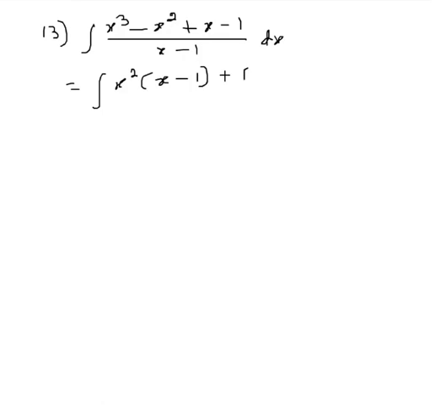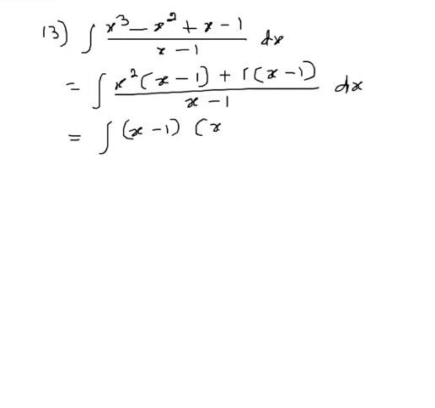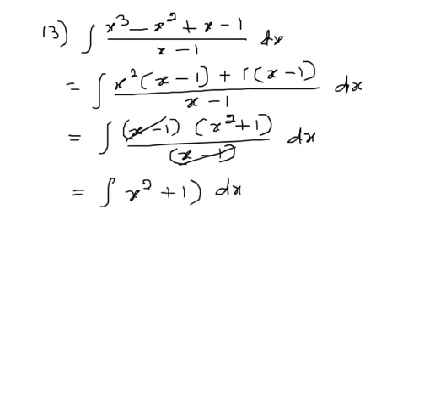X square is common in the first two terms, 1 is common in the last two terms. Now x minus 1 is a common factor. The numerator becomes x minus 1 times x square plus 1 divided by x minus 1, which could be cancelled. It becomes so easy now. x square plus 1 dx. So we can integrate separately. Integral of x square is x cube by 3 using x power n plus 1 by n plus 1 formula, and integral of 1 is x and plus c, the constant of integration.